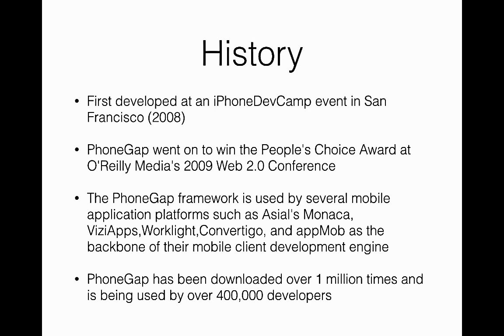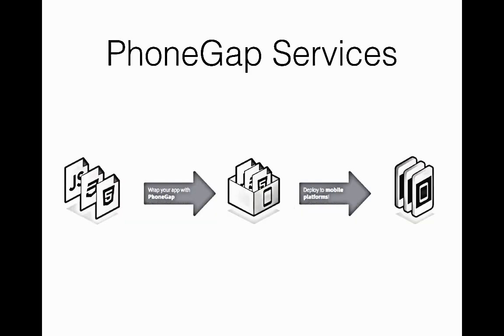The last point about PhoneGap is that it's very highly adopted. It has been downloaded over 1 million times according to the PhoneGap website. So basically what PhoneGap does is take JavaScript, HTML, and CSS files and wrap these files into a native application that makes these files run as a native application.